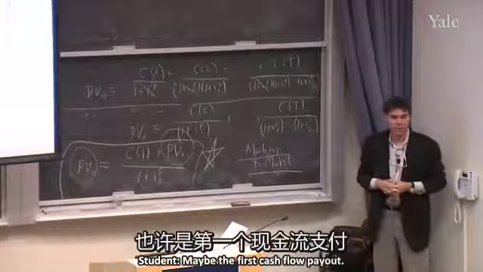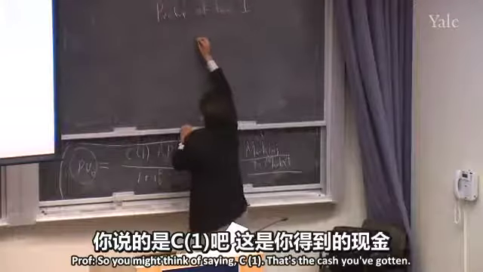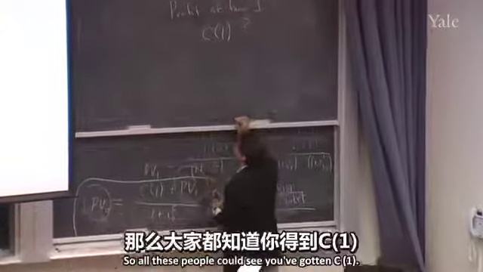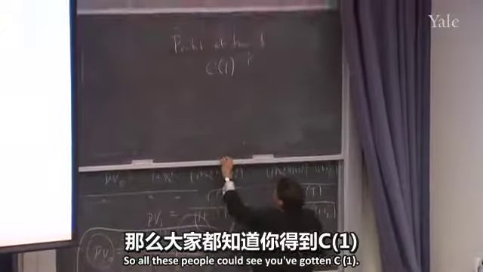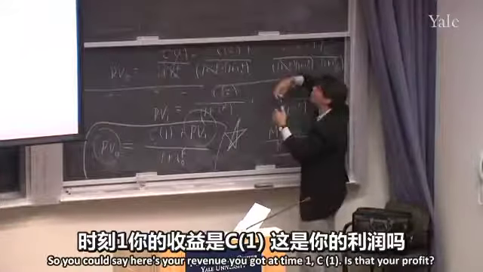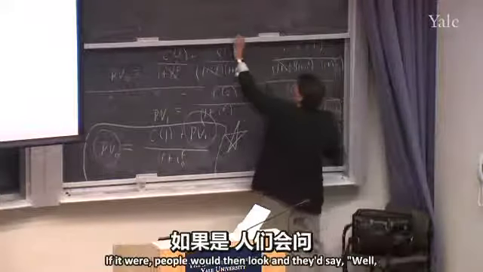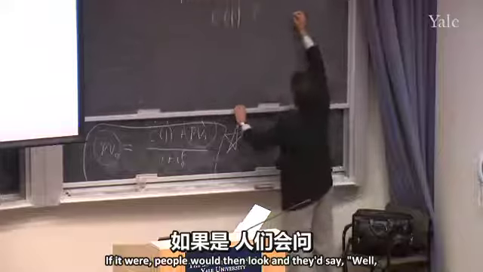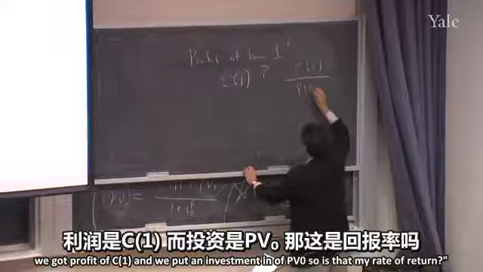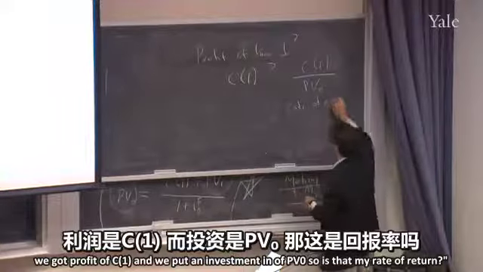Yep. Maybe the cash flow, the first cash flow for that? Okay, so you might think of saying C of 1. That's the cash you've gotten. So all these people could say you've gotten C of 1. That's your revenue. And I'm assuming this cash flow is net of expenses. So you could say, here's your revenue you got at time 1, C of 1. Is that your profit? If it were, people would then look and they'd say, well, we got profit of C of 1, and we put an investment in of PV0. So is that the rate of return? Is that my rate of return?